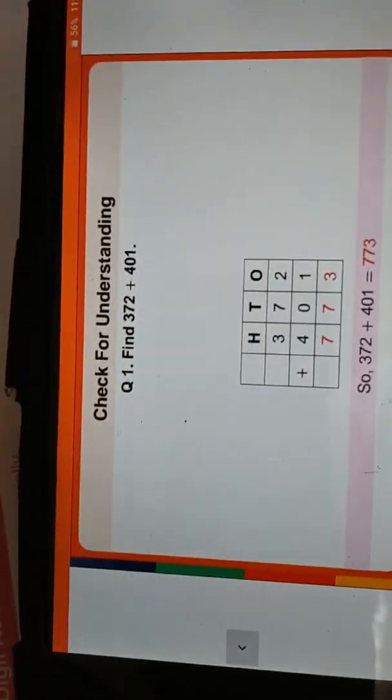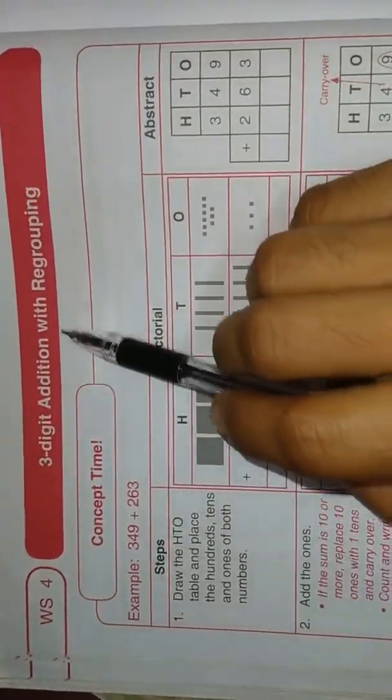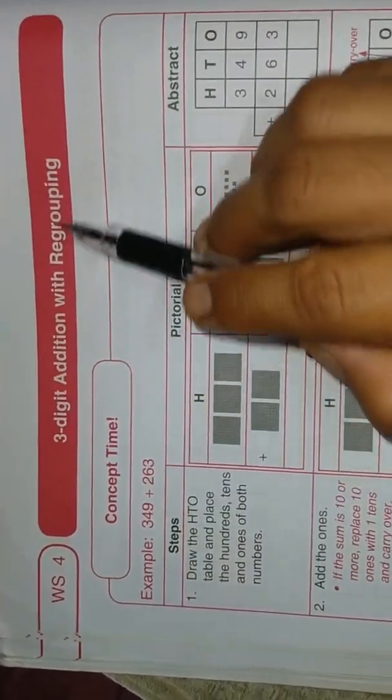Okay students, I hope your work is complete. Now we'll start the next worksheet, worksheet number 4. In that worksheet, 3-digit addition with regrouping.